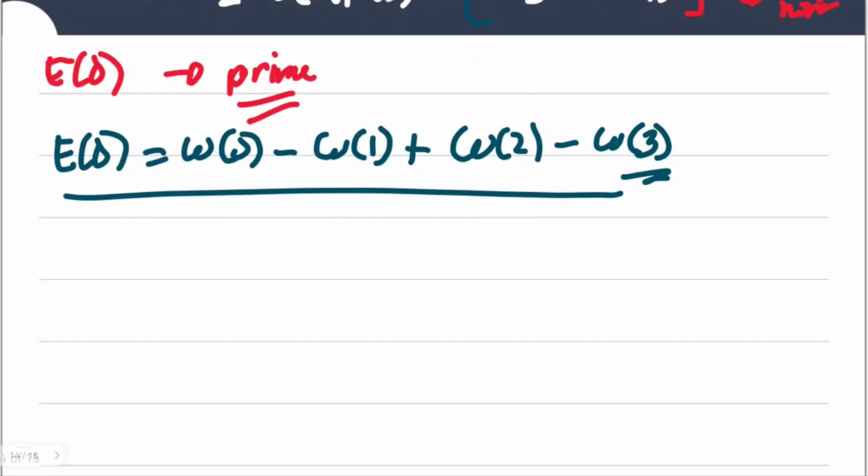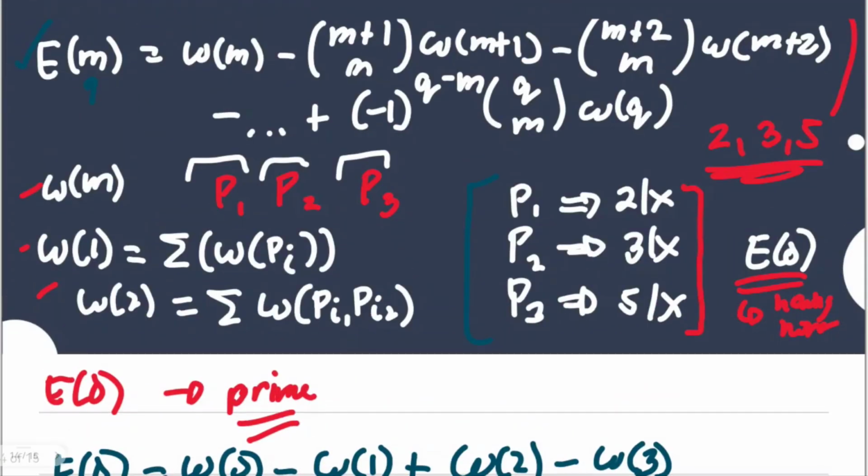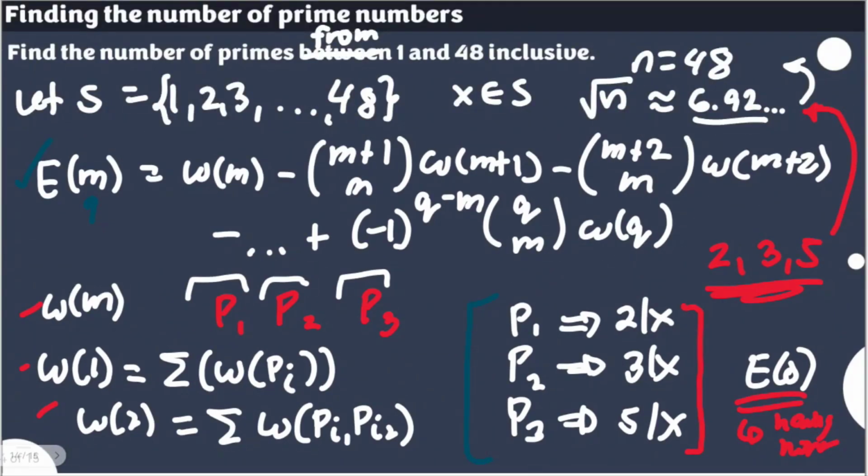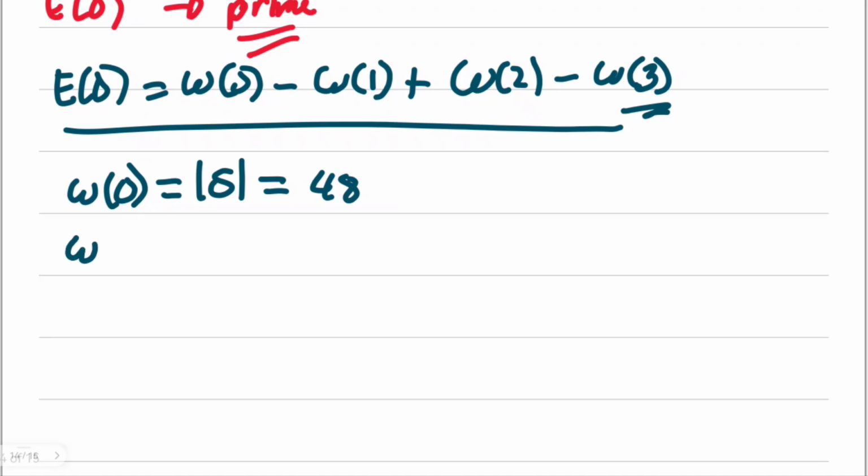So let's try to look at the omega of 0. Omega of 0, as always, stands for the cardinality of our S, and that's actually 48. Always. We have 48 integers as indicated here. Now, let's talk about omega of 1. What are those cardinalities having exactly one property?